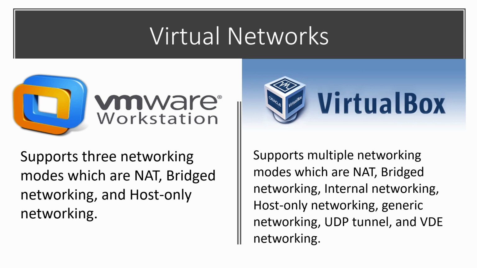Next, we will look at virtual networks in each hypervisor. Virtual networks are used by the hypervisor to connect networking components together. These are also referred to as virtual switches. VMware Workstation Pro supports three networking modes, which are NAT, bridge, and host-only networking. VirtualBox also supports those three networking modes, but aside from those three, it also supports internal, generic, UDP tunnel, and VDE networking. So in terms of virtual networks, VirtualBox provides more support.